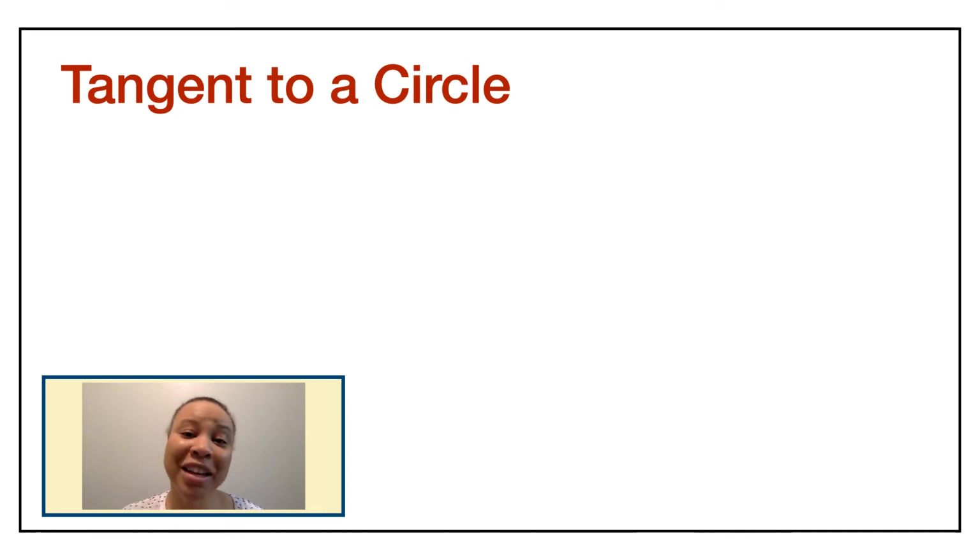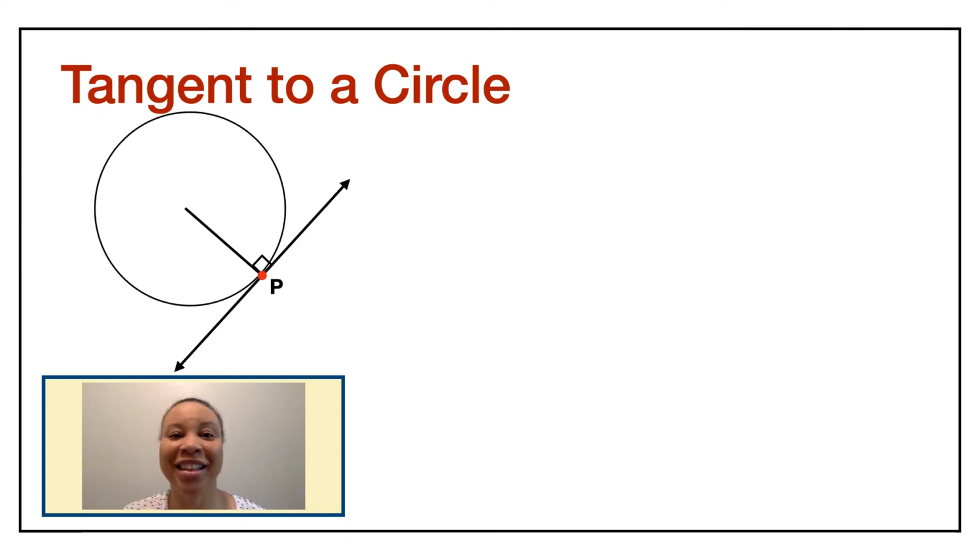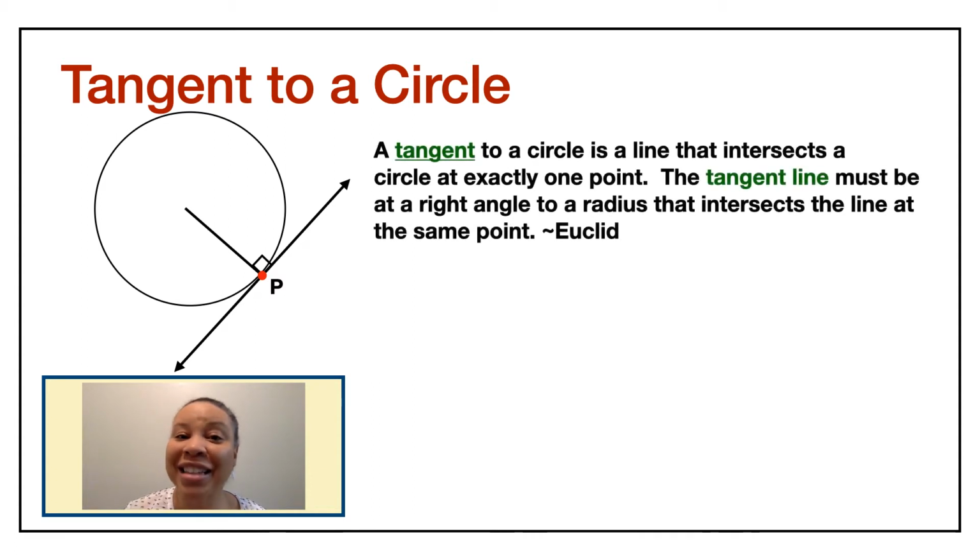As we ponder the guiding question, we need to think about what a tangent is. And I'm sure that you've learned about a tangent as it relates to a circle. And we know that a tangent to a circle is a line that intersects that circle at one point. The tangent line must be at a 90-degree angle, or right angle, to the radius that intersects the line at that same point.